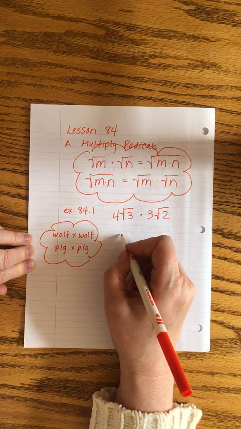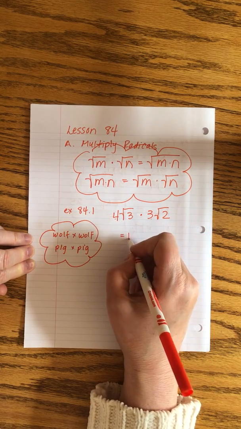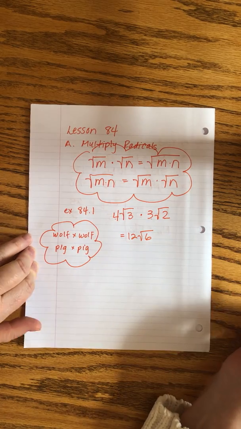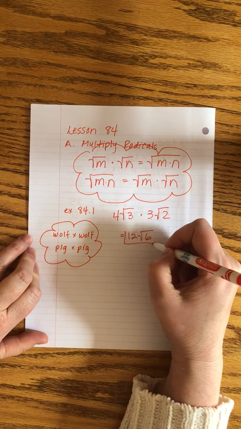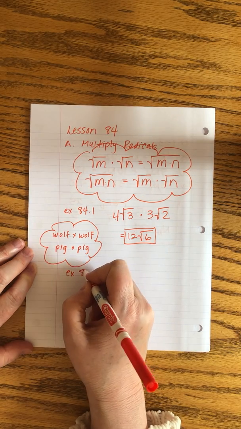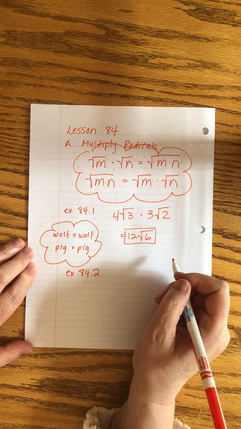So to do this one, we would do wolf times wolf, 12, pig times pig, 6. That's our final answer. Is this not a dream come true, how easy it is? Let's see if it gets any harder. Next one, ready?